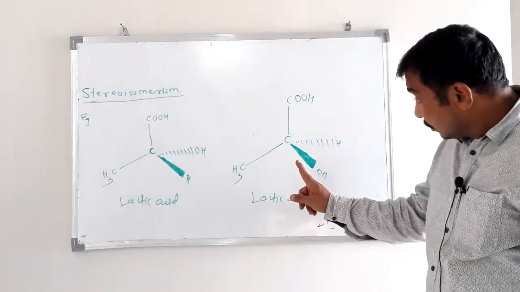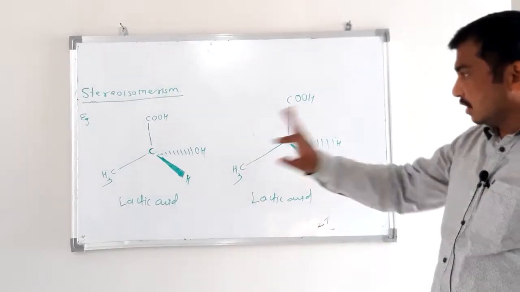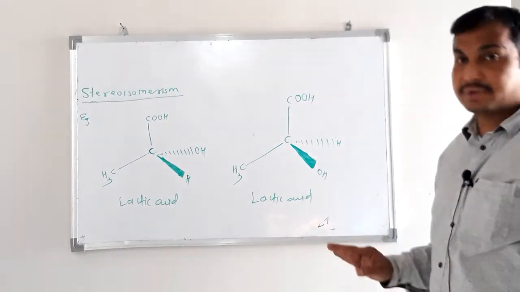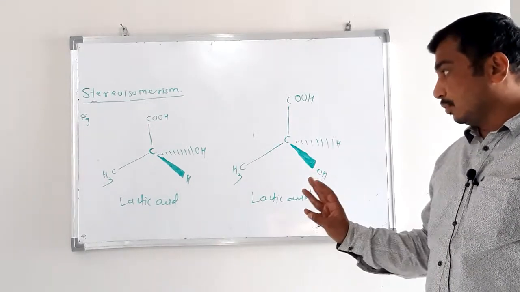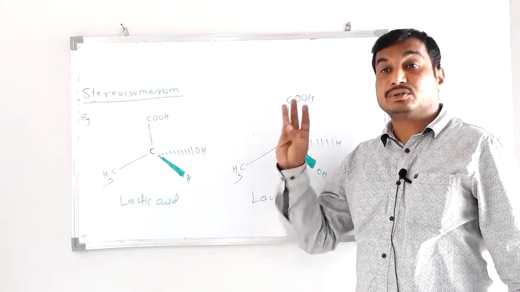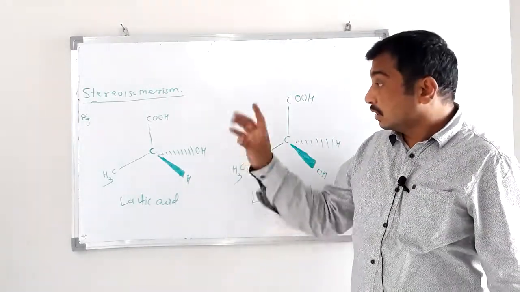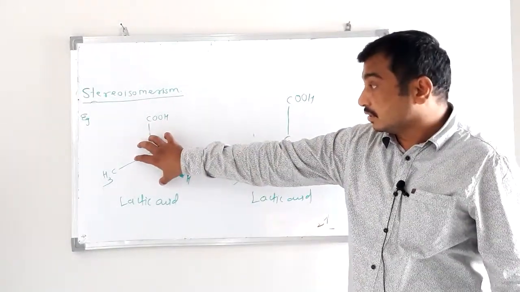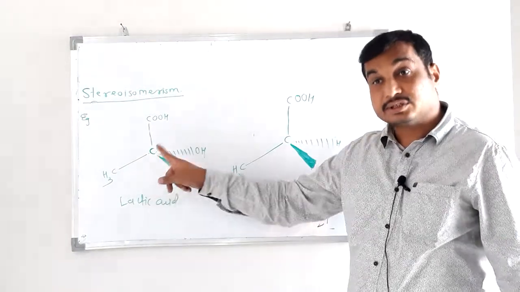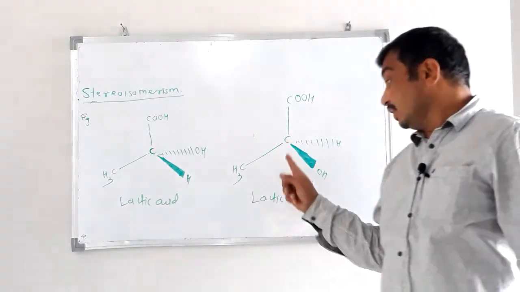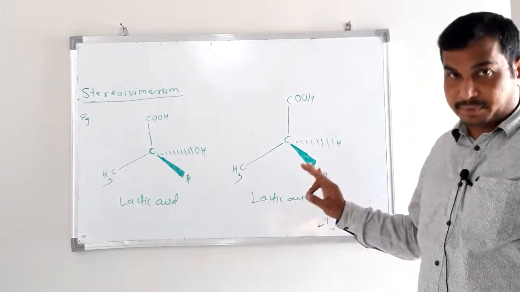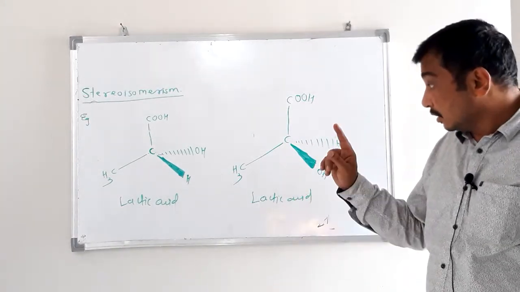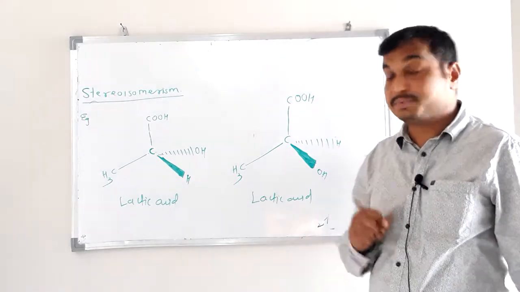Now here the same structure, same bonding, same connectivity of covalent bonds, everything is the same, and the molecular formula is the same. The sequence of chemical bonds, meaning the type of chemical bonds present in this lactic acid, is the same here also. So their connectivity is the same and the molecular formula is the same. What is the difference between them?